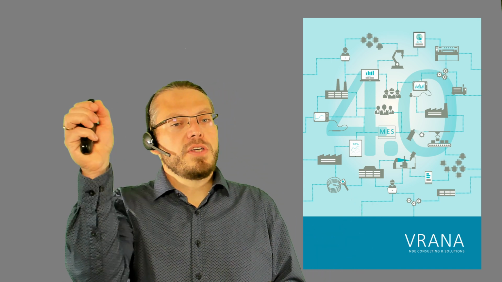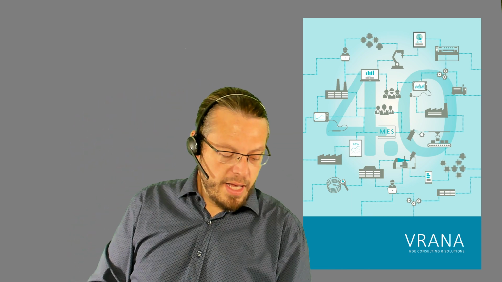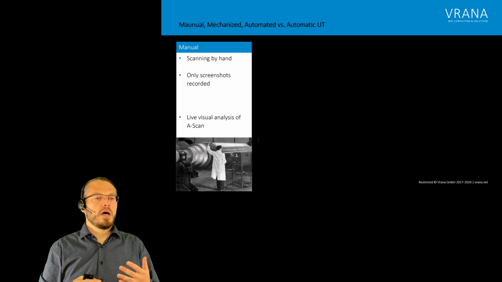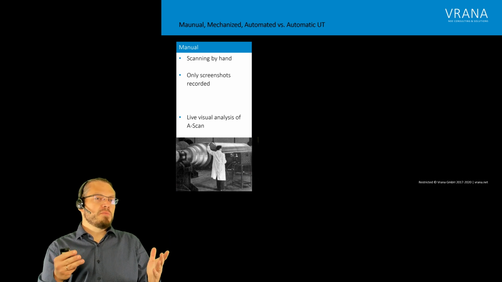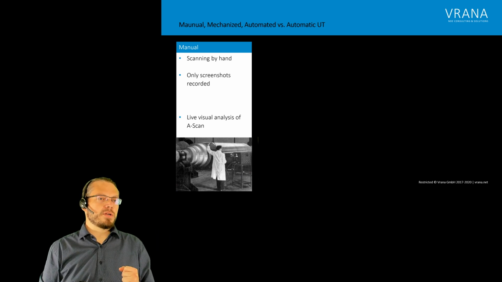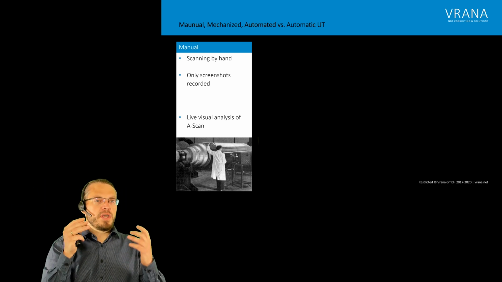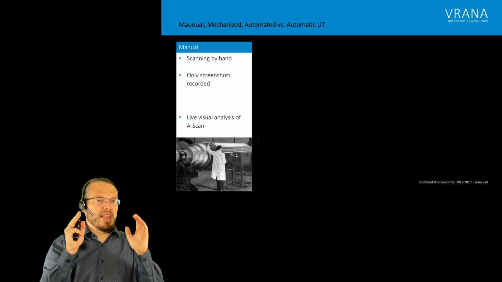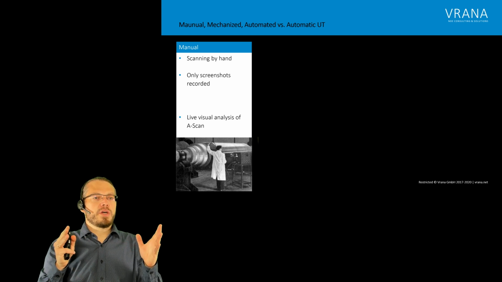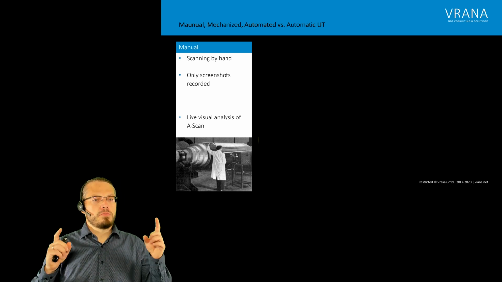In that early history, people started using those instruments and scanning components by hand, and at the same time looking at what the instrument was showing them. If a peak came up on that screen, they knew that was most likely an indication. So they did a manual inspection, but also a visual interpretation of the data live. And the only thing we can do for documentation is take screenshots.